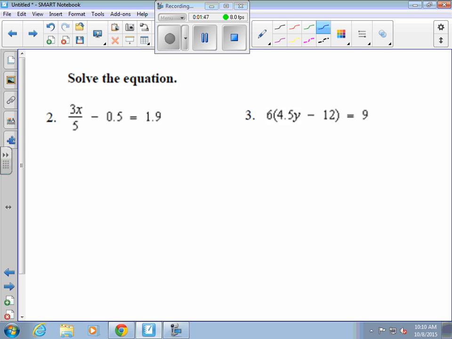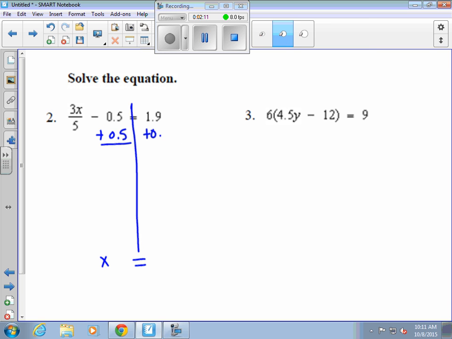Number 2, start solving equations. 3x over 5 minus 0.5 is equal to 1.9. Undo addition and subtraction first. We want to get x equals all by itself. Undo minus 0.5 by adding it. If you add it there, add it here. 1.9 plus 0.5 is 2.4.